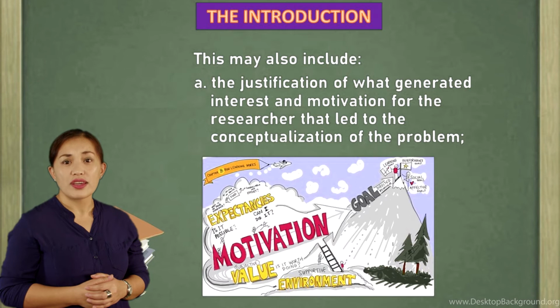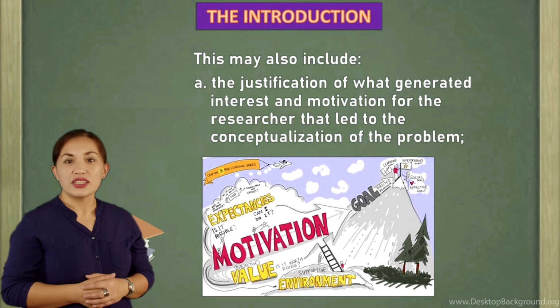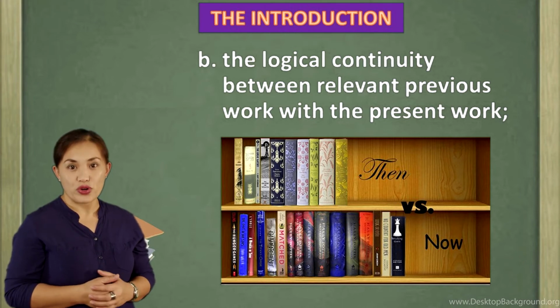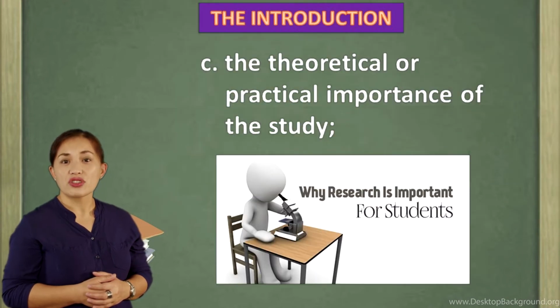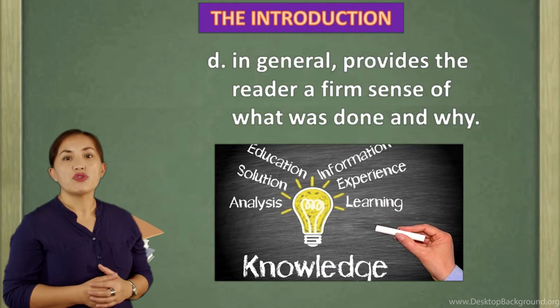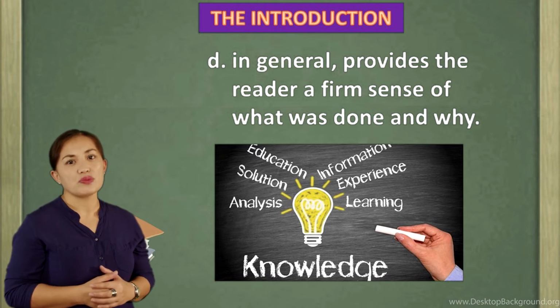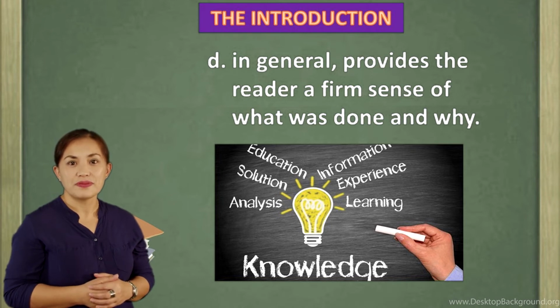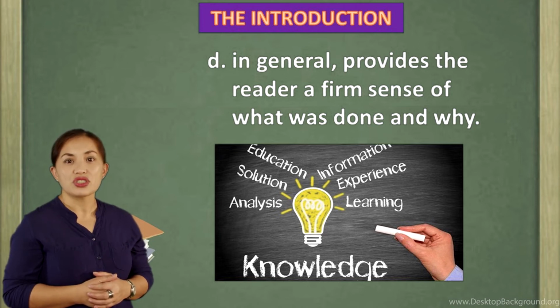This may also include A. The justification of what generated interest and motivation for the researcher that led to the conceptualization of the problem. B. The logical continuity between relevant previous work with the present work. C. The theoretical or practical importance of the study. And D. In general, provides the reader a firm sense of what was done and why. This section presents the most recent data or facts relative to the topic being studied. The historical or legal foundation of the study must also be firmly established in this section.